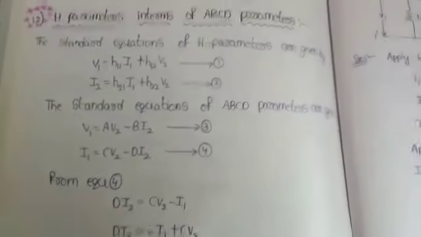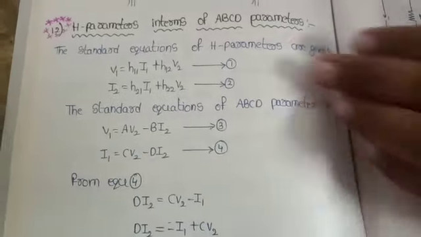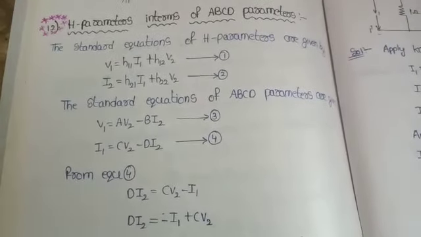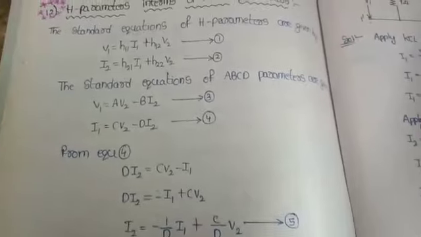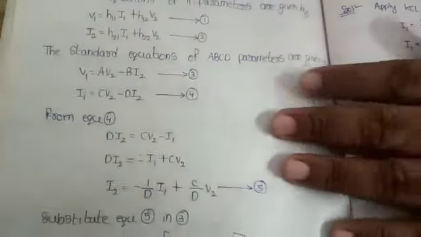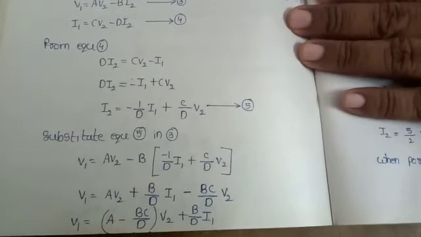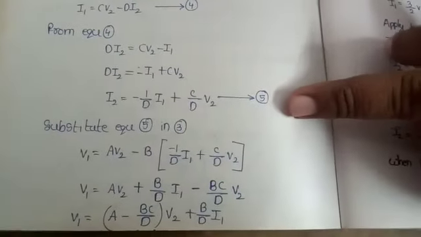And the last one is H parameters in terms of ABCD parameters. H parameters are V1 equal to H11 I1 plus H12 V2 and I2 equal to H21 I1 plus H22 V2. But the standard ABCD parameters are V1 equal to A V2 minus B I2, I1 equal to C V2 minus D I2. From equation 4, D I2 equal to C V2 minus I1. Therefore I2 equal to 1 by D I1 plus C by D V2, termed as equation 5.